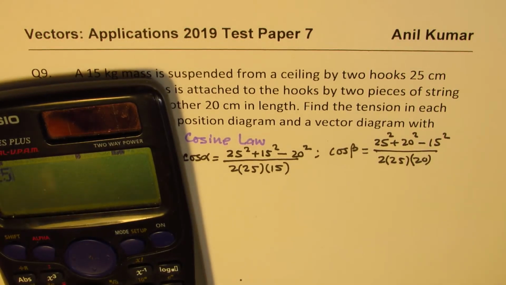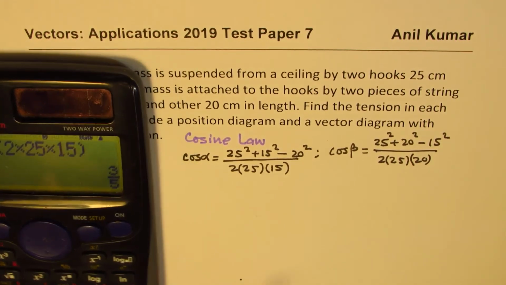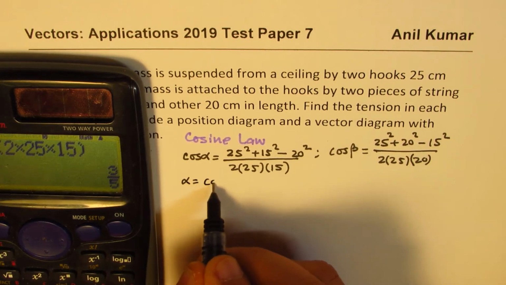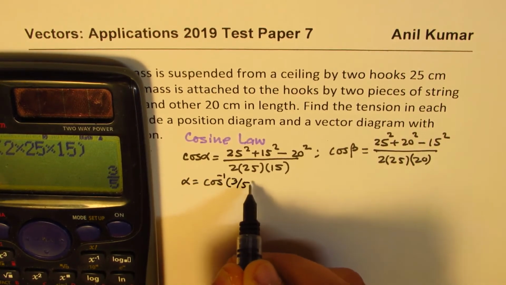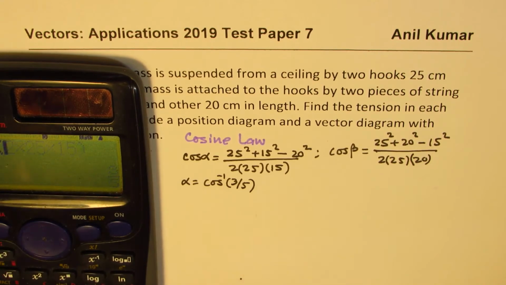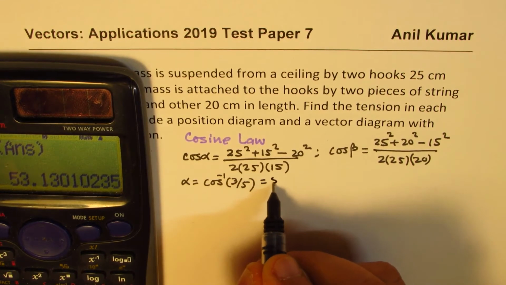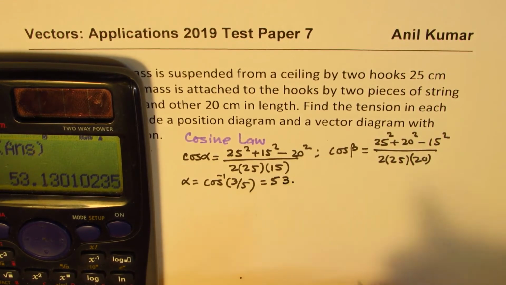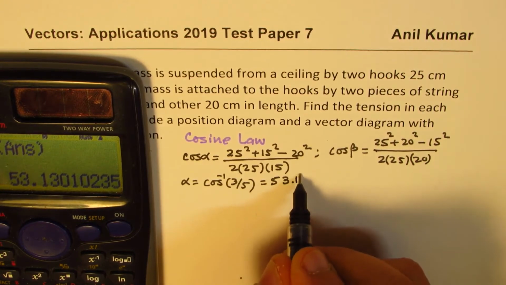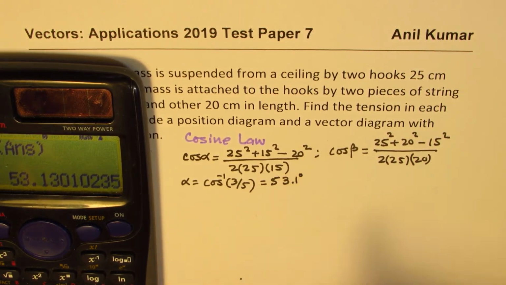So if we have 25 square plus 15 square minus 20 square, divided by, within brackets, 2 times 25 times 15, bracket close, equals, we get 3 over 5. We'll just do cos inverse of this. So we get alpha equals cos inverse of 3 over 5. Correct? So we'll do shift cos inverse of our answer, which is 53.13, right? So we can actually round it to 53.1 degrees. Correct? Now let's find beta.